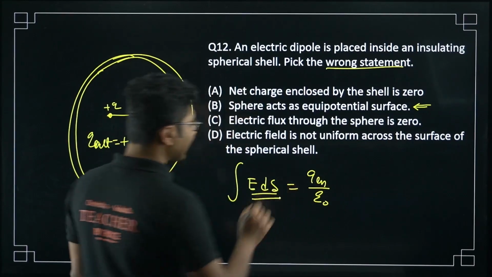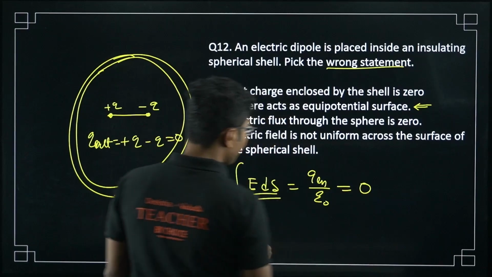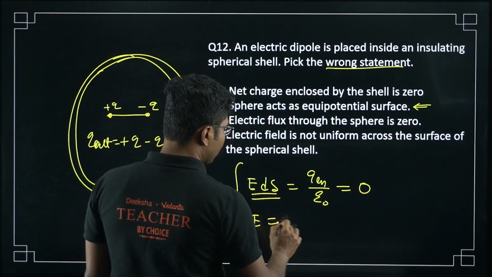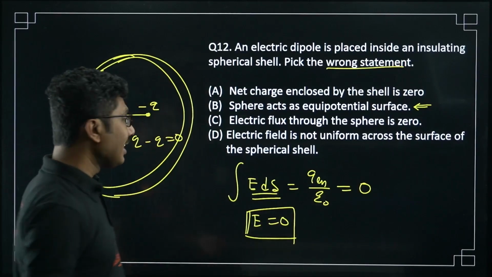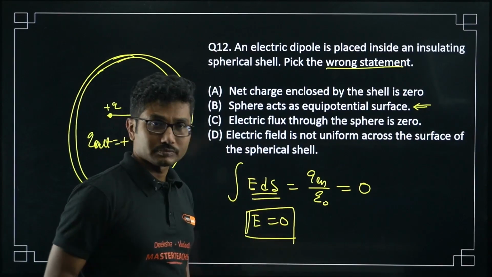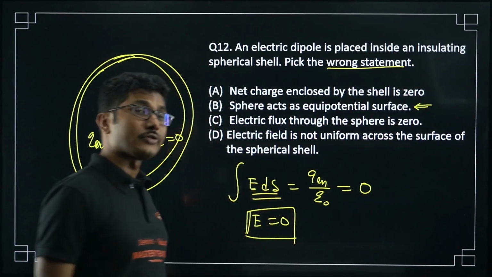So basically electric field is 0. So electric field will be 0. So 0 can be considered to be a uniform electric field. Obviously electric field is uniform, right? So definitely the sphere acts as an equipotential surface. This is also a correct statement.